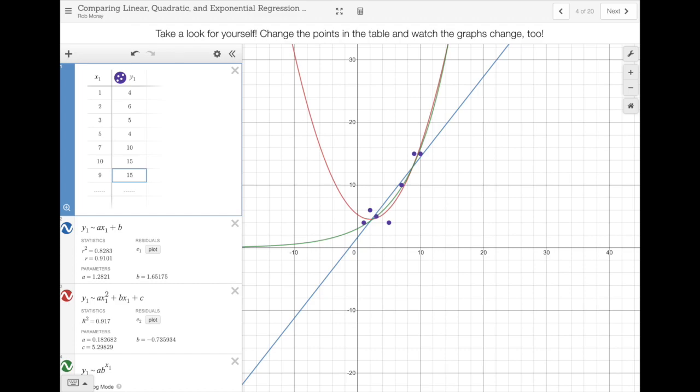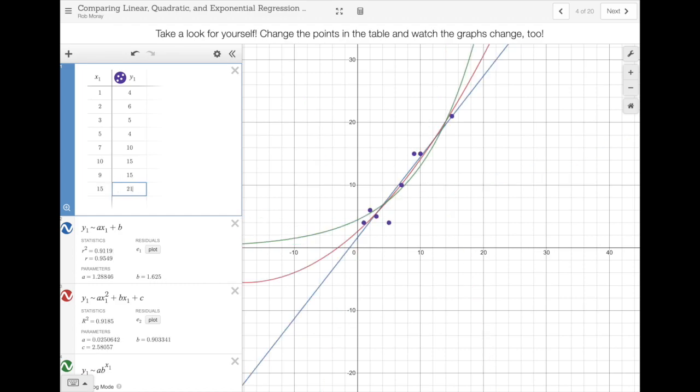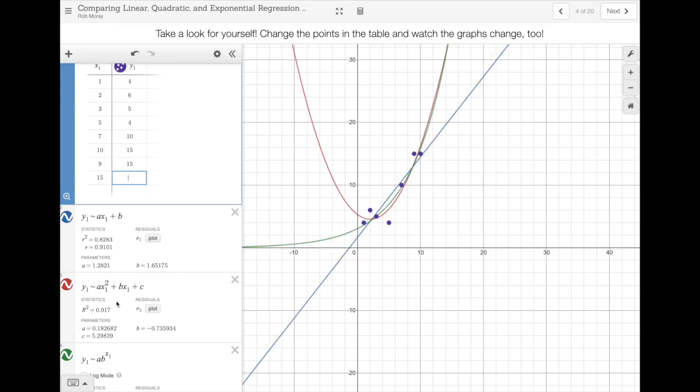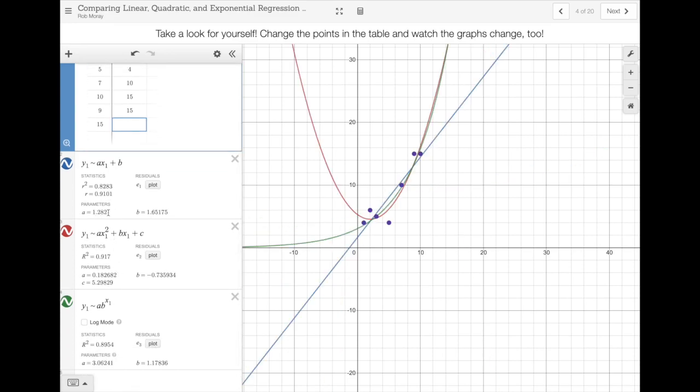Now, what if I want to choose a point that's more along the linear track? So I'm going to choose, and this is just a random choice, 15, 21. Notice how, as I change it, the regression functions automatically update. I'll delete the 21 so you can see. Notice how we had the 1.28, right, and then as soon as I add the 21, things kind of update. This one not so much. This one a little bit more, okay?